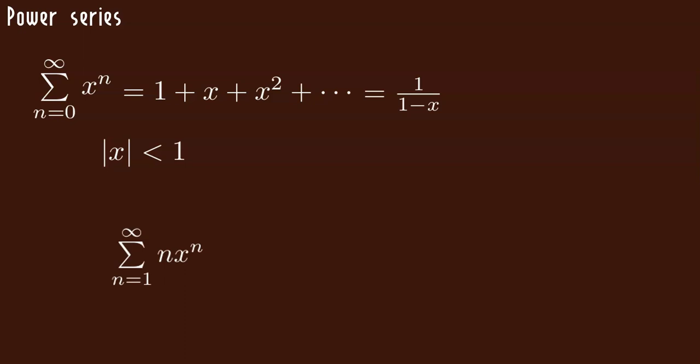Let's say we have the summation as n goes from 1 to infinity of n times x to the n. If x equals 1, that's not going to work because you can't add up n. That would be 1 plus 2 plus 3 plus 4. That's going to explode. If x is negative 1, well then we'll have the same thing but alternating. It's going to diverge.